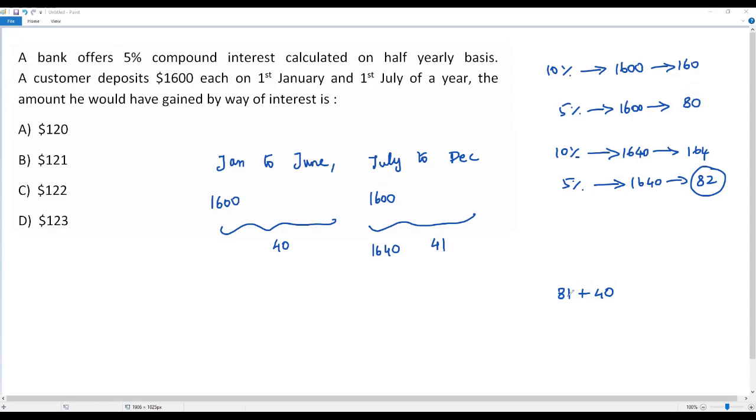So now to get the total interest earned, we have to add these two values. When I add these two values, I'm getting 121. So the amount you would have gained by way of interest is $121. We find $121 in answer choice B. The correct answer choice for this question is B.